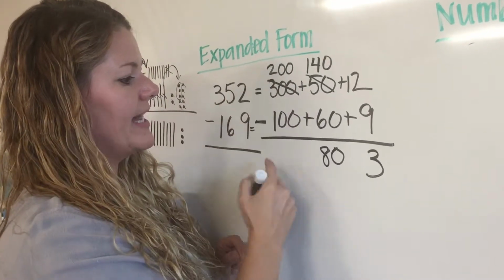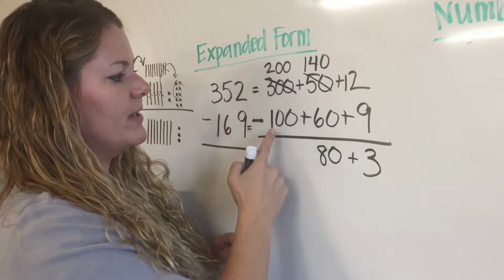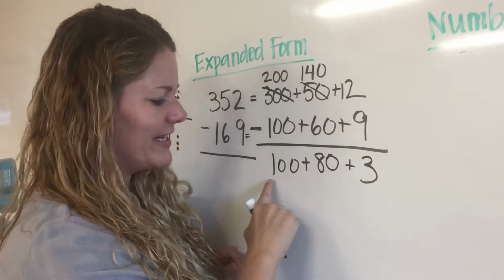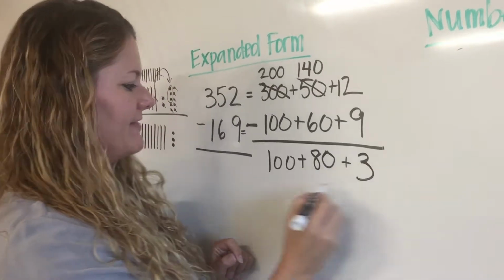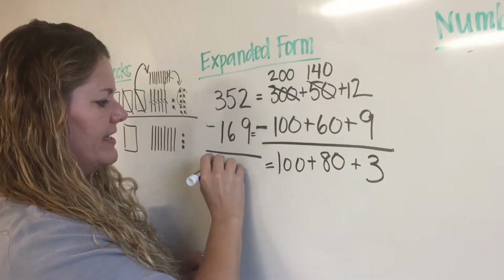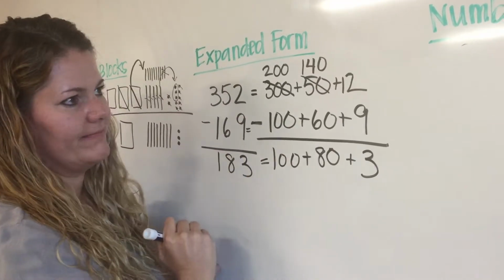Now we do our last step of 200 minus 100. Easy peasy lemon squeezy, that's 100. And then we have to put it back in standard form. 100 plus 80 plus 3 is 183.